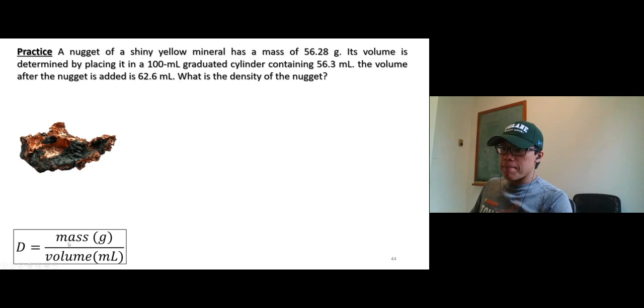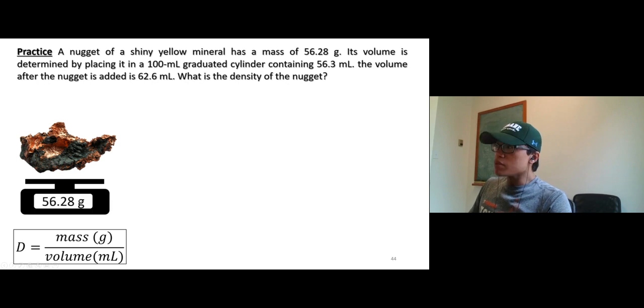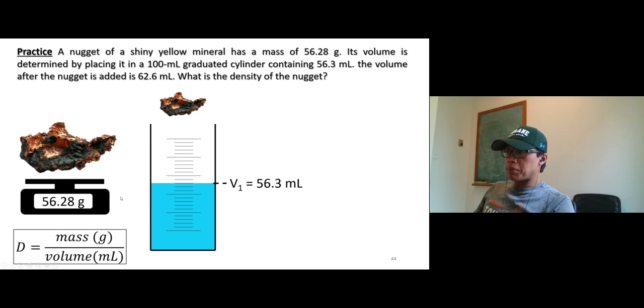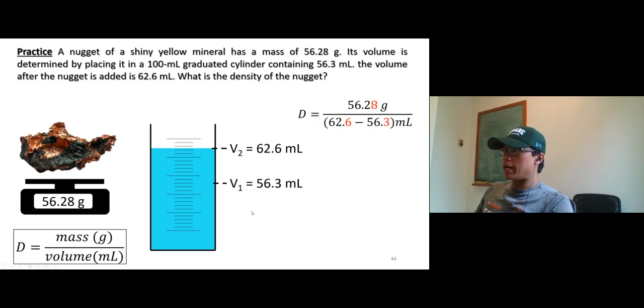So density, mass, and volume. We find mass using a scale, so we got 56.28 grams. And to find the volume, we have final volume and initial volume. Use the water displacement experiment, so we have V final and V initial. The volume of this nugget is 62.6 minus 56.3 milliliter, right down here. We have mass at the top, volume at the bottom, and the rest is the math right here.